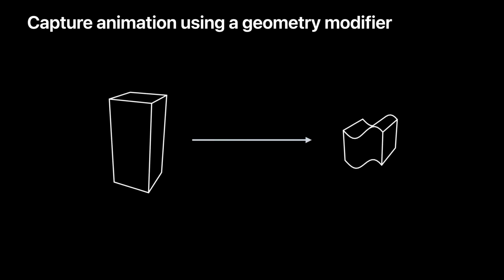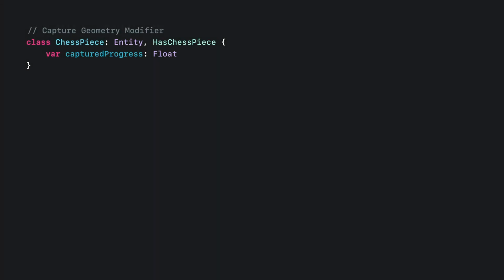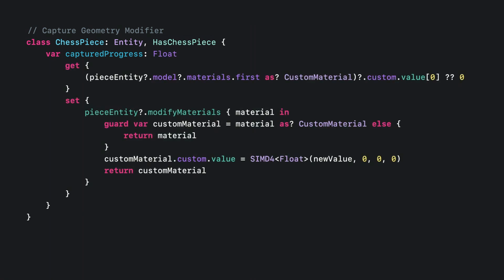I'm thinking we could add a fun geometry modifier to squash the pieces when they are captured. I have this property on my chess piece called captured progress to represent the progress of the capturing animation from 0 to 1. Since capturing is a user-initiated action, we somehow need to tell the geometry modifier when to start its animation. The good thing is, you can do this by setting the custom property on a custom material.